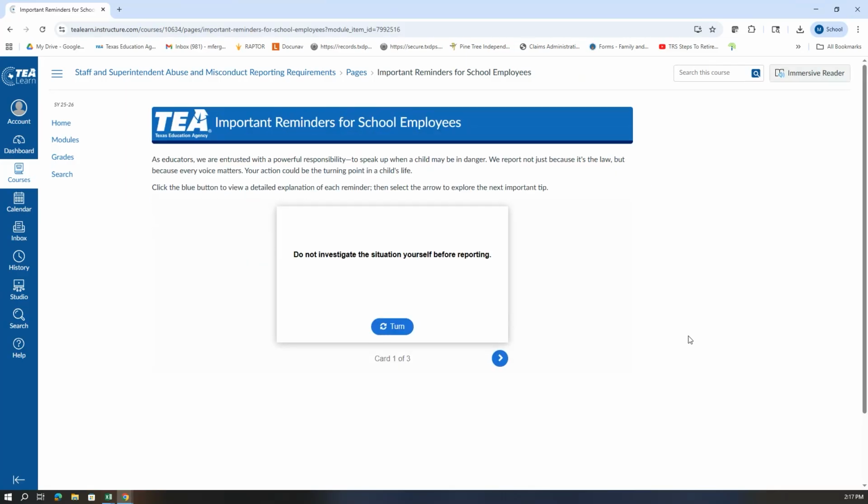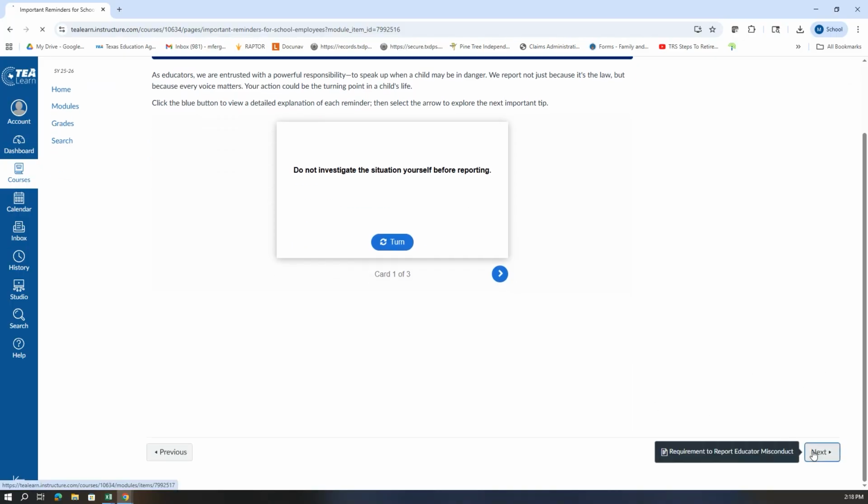Reminders for school employees. As educators, we are entrusted with a powerful responsibility to speak up when a child may be in danger. We report not just because it's the law, but because every voice matters. Your action could be the turning point in a child's life.